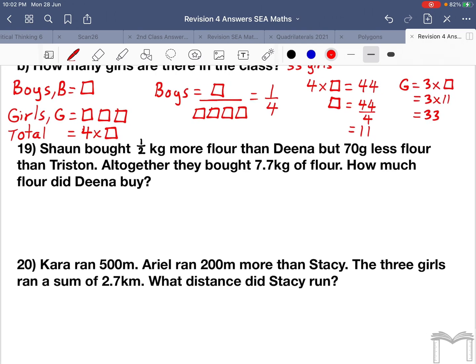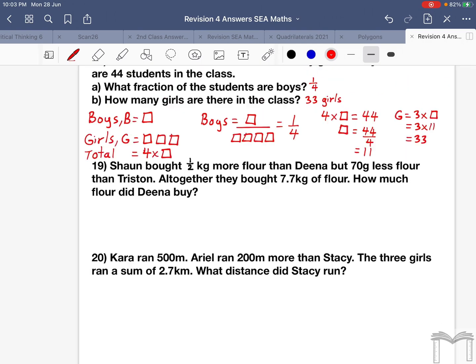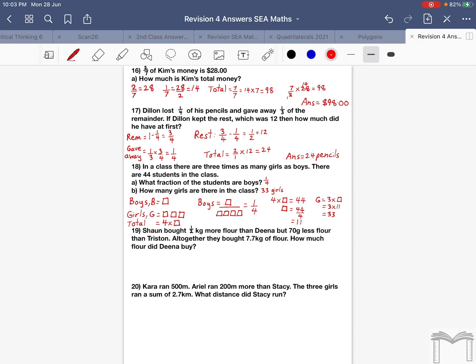Number 19. Sean bought half kg more flour than Dina, but 70 grams less flour than Tristan. Altogether, they bought 7.7 kilograms of flour. How much flour did Dina buy?